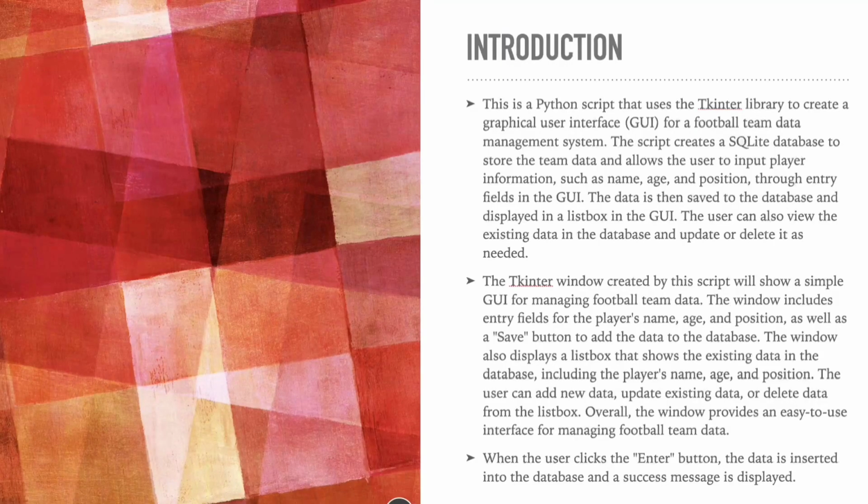This is basically a Python script that uses the Tkinter library to create a graphical user interface for a football team data management system. It also uses an SQLite database to store the team data and allows the user to input players' information such as their names, ages, and positions. The Tkinter window created by the script will show a simple GUI for managing the football team, which will be shown later by my teammate Sidak. And at last, when the user clicks the enter button, the data is inserted into the database and a success message is displayed.